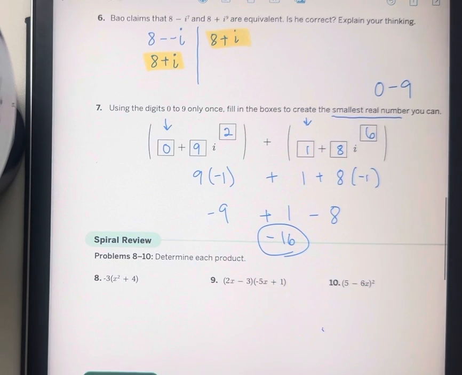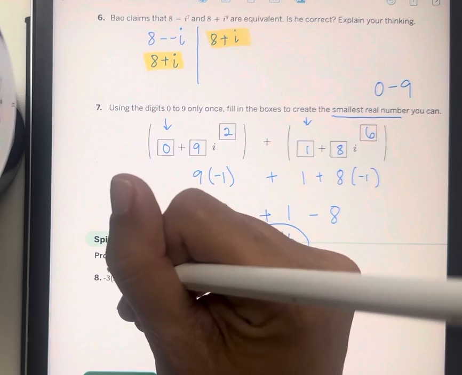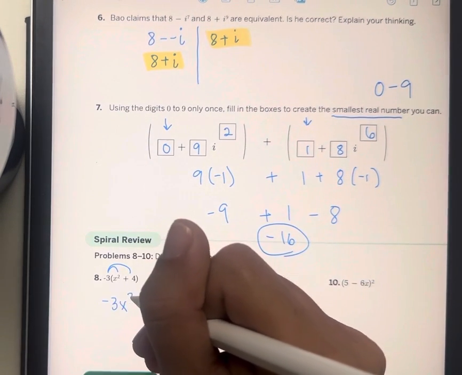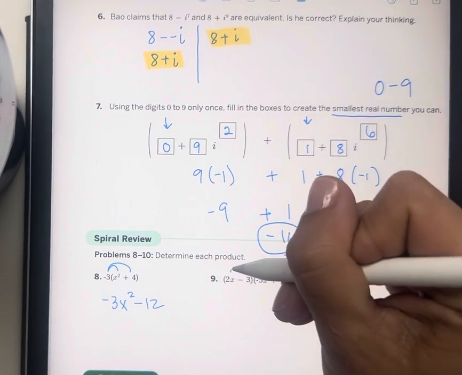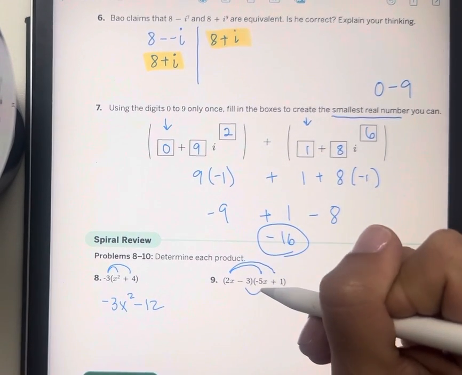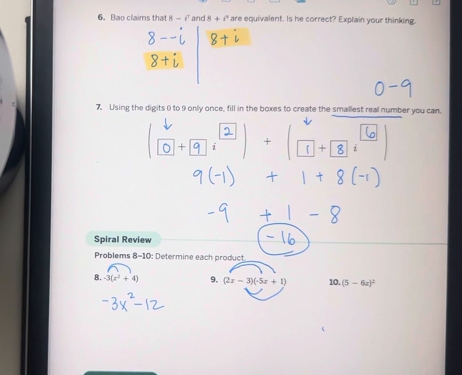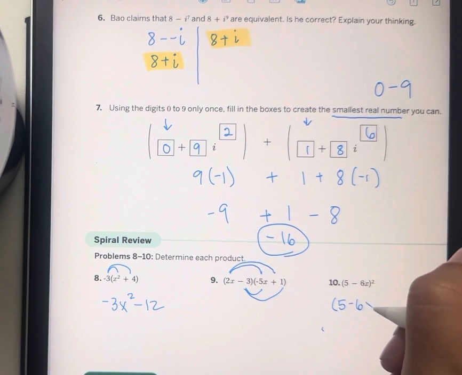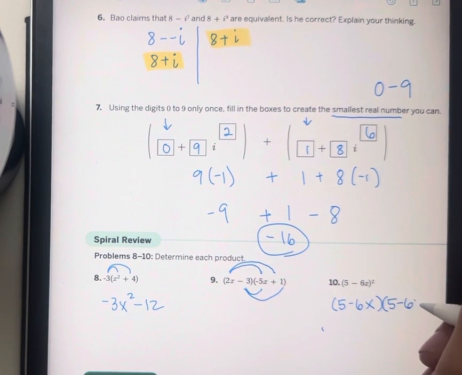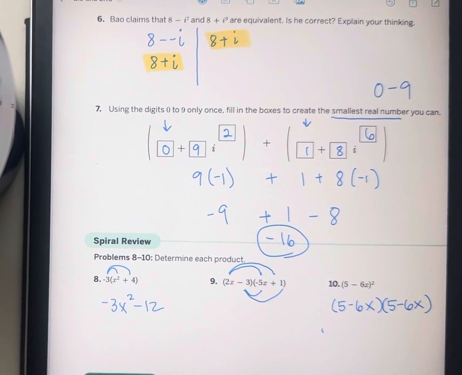The spiral review, they're usually very good for what's coming up, but I don't want to spend a ton of time on it. I guess just enough to tell you distribute the negative 3, you guys. This is negative 3x squared minus 12. That's all they want. They just want you to multiply it. Over here, do this. Some of you like FOIL. I don't like to say FOIL. I just like to distribute. Distribute the 2x, distribute the negative 3. And then for this one, remember that it's 5 minus 6x, 5 minus 6x. Okay? Okay, so I'm going to stop this one.